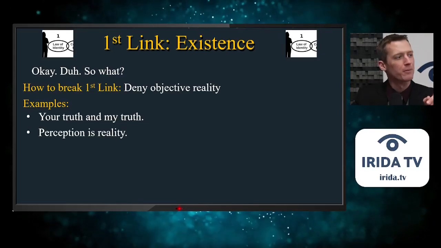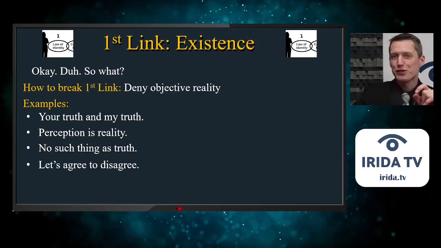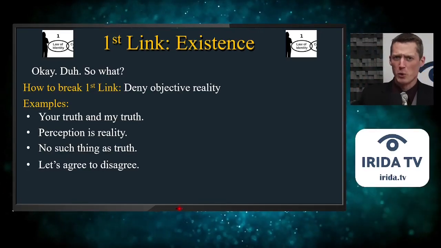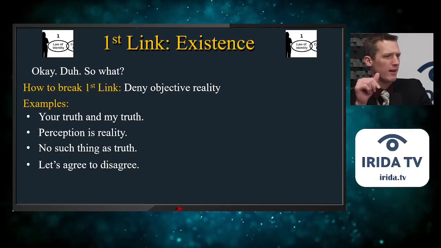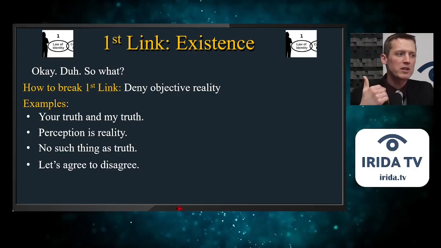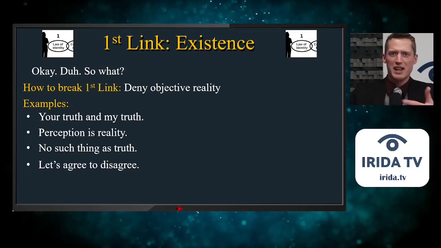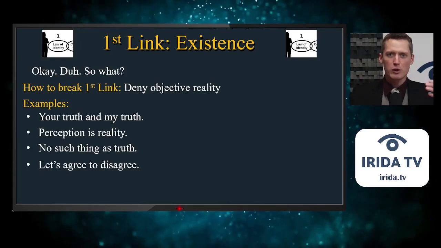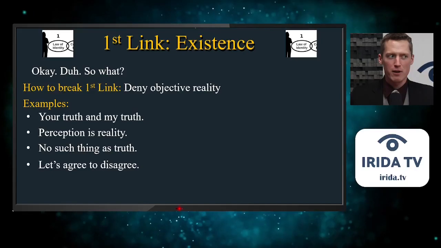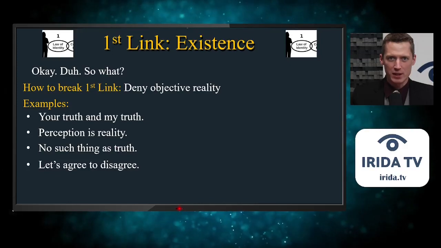There's your truth and my truth. Perception is reality. There's no such thing as truth. Let's agree to disagree. Now, I've got 2 more examples to come after this. Let's look at these real quick. All right? So, you listening to this must have heard all 4 of these things at some point. When someone is saying there's your truth and my truth, to say the truth is the same thing as saying objective reality. If there's your truth and my truth, well, that means there is no objective reality. So if they say that, they're breaking the link, right? They're denying objective reality by saying your truth and my truth.